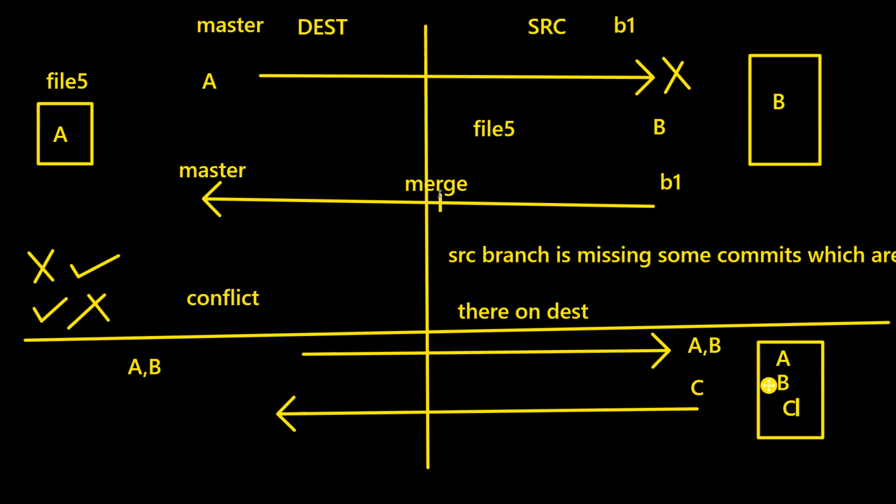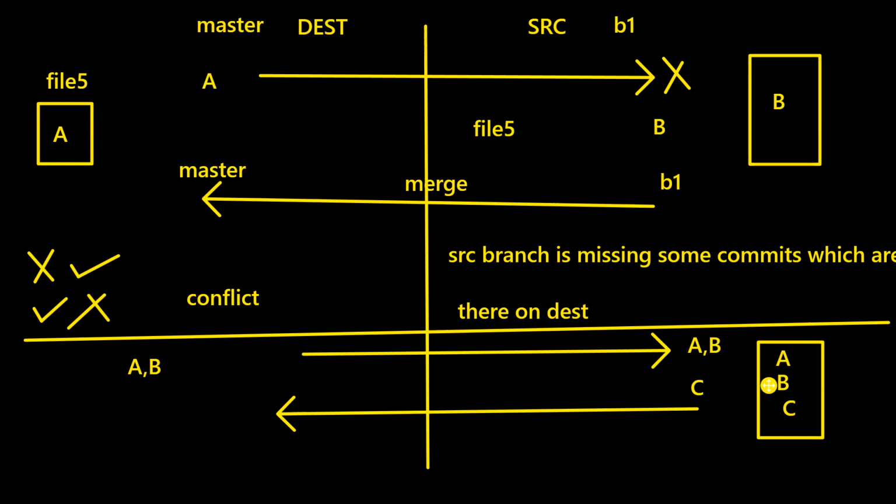There is one commit on the master branch, and some other commit on the B1 branch on the same file. When you are merging, this is the commit history on the B1 branch, and this is the commit history on the master branch. So when you're merging, what happens? It tries to commit it here, which means it's overwriting. It will not allow that, and similarly it cannot ignore it. So there arises a conflict.